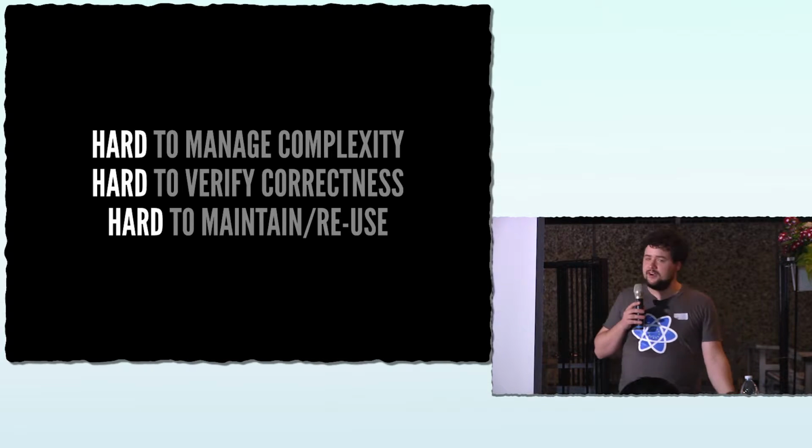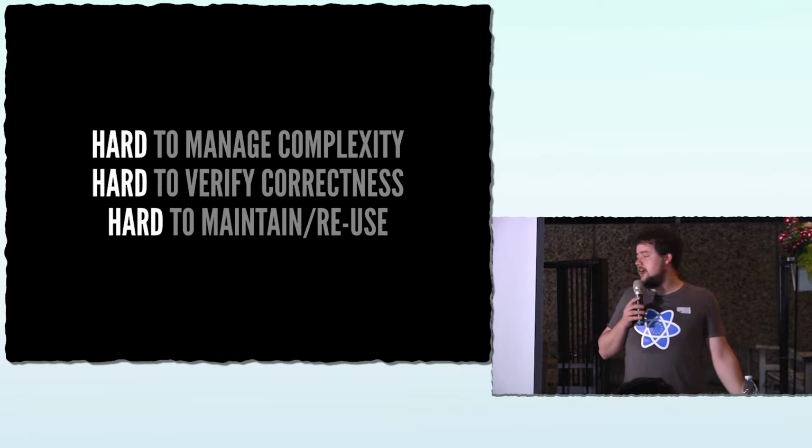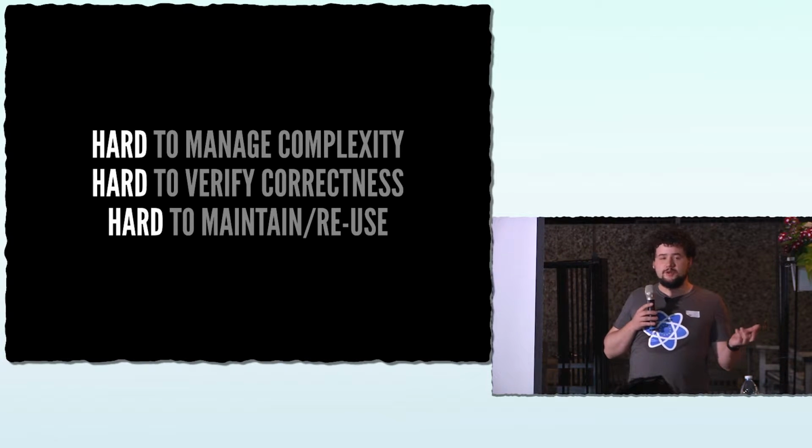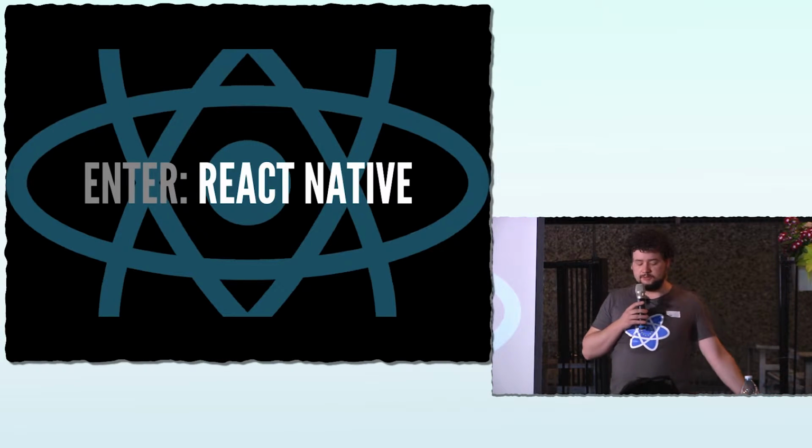It's also hard to verify that your code is doing what it's claiming to do. You have to basically run through your whole app and check that after every interaction, your app still looks like it should. And afterwards, once you've got one feature finished and you want to reuse some of it, basically all the views and all that code is tightly coupled to each other. So it's incredibly hard to reuse code. Those are some of the reasons why we started React Native.